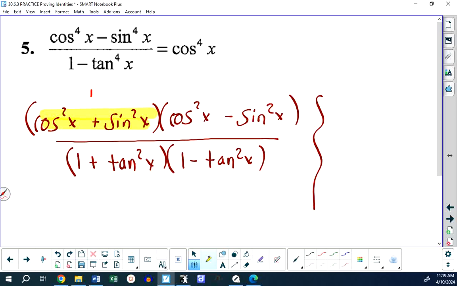I don't remember my other Pythagorean identities. But I know there's an identity, I'm pretty sure, that relates 1, tangent squared of x, and secant squared of x. I just can't remember. I'm pretty sure it's 1 plus tangent squared of x equals secant squared of x. Is that right, Liberty? Okay. That means that this is secant squared of x.